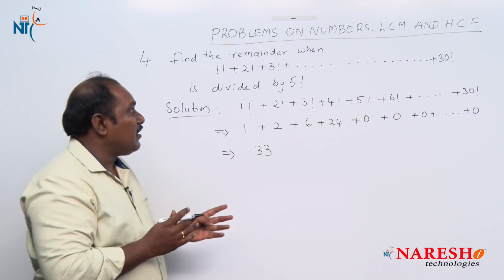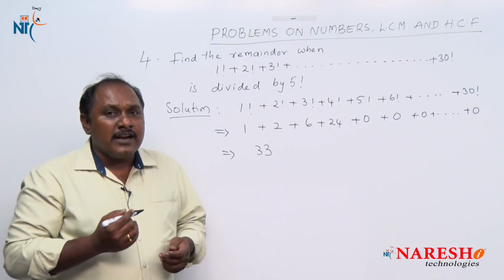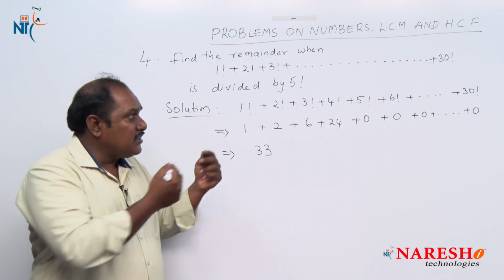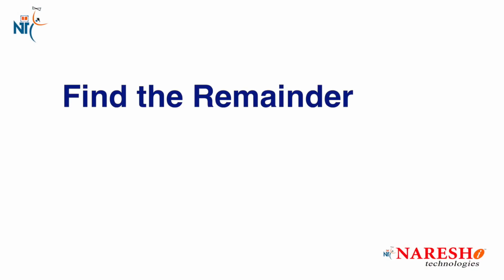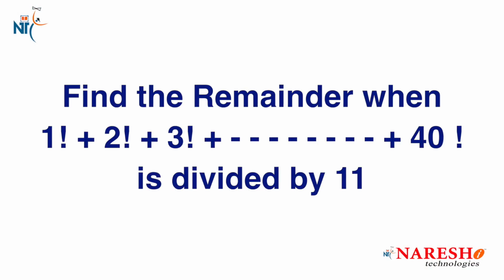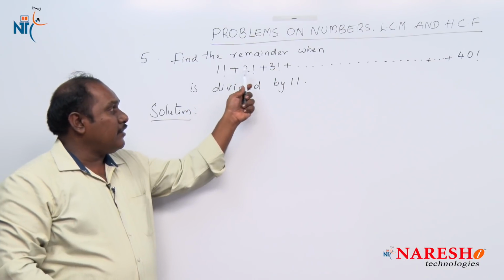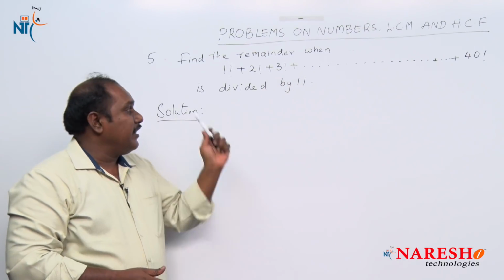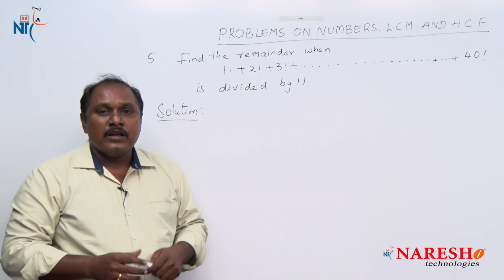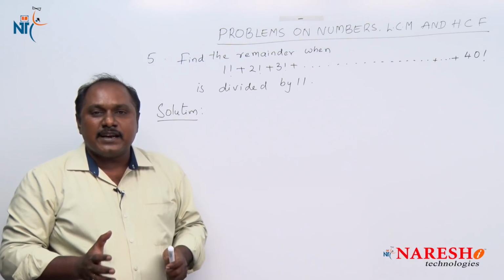Now one more similar type of problem. You try to solve it in 10 to 15 seconds. Let's discuss that problem now. Find the remainder when 1 factorial plus 2 factorial plus 3 factorial and so on till 40 factorial is divided by 11. Check whether you can solve this problem in 10 to 15 seconds or not.